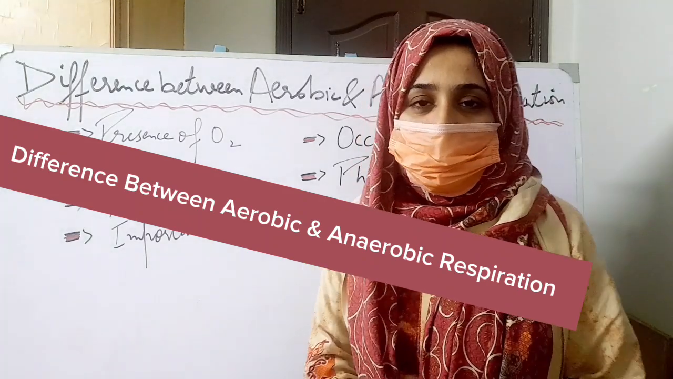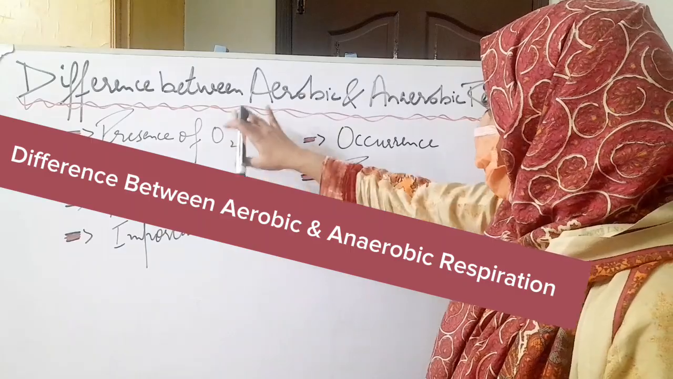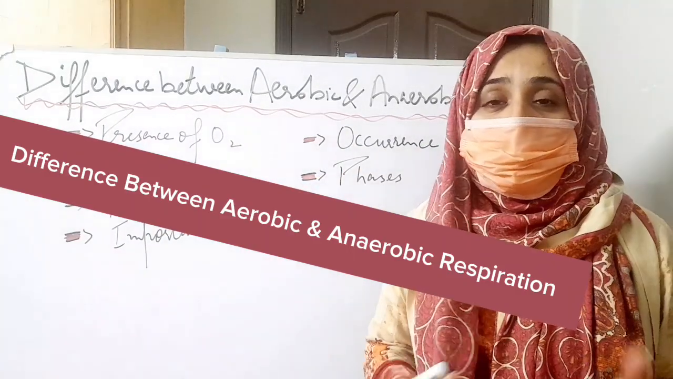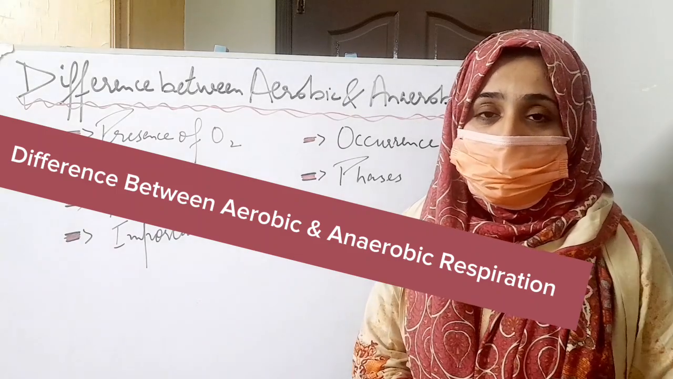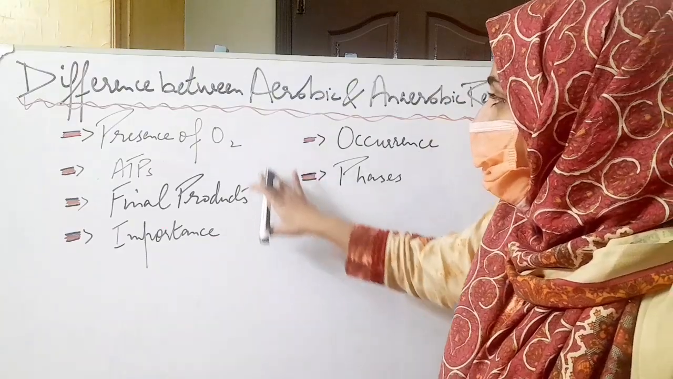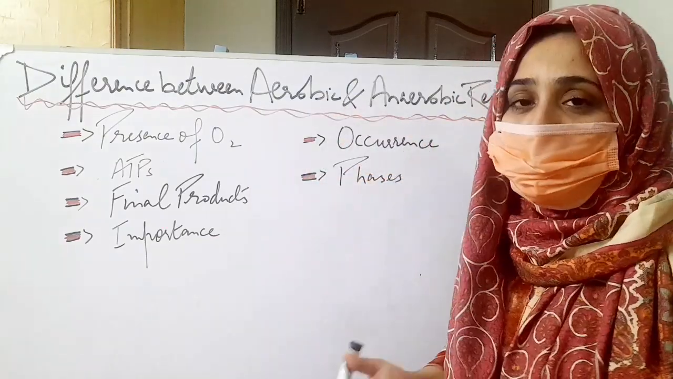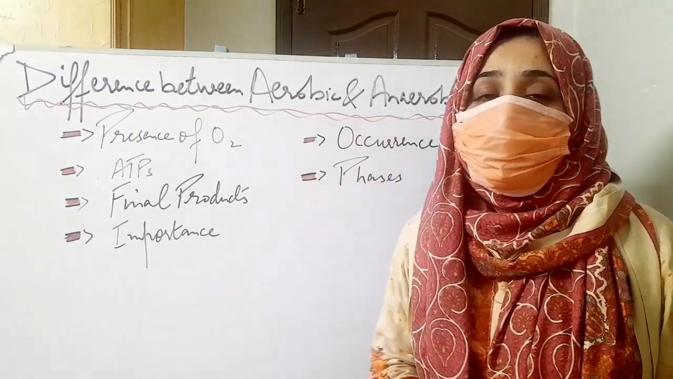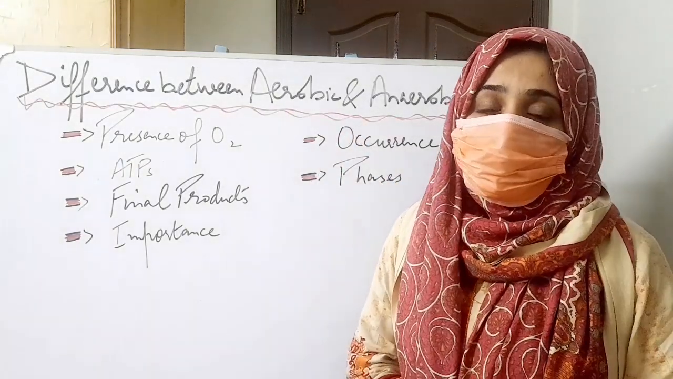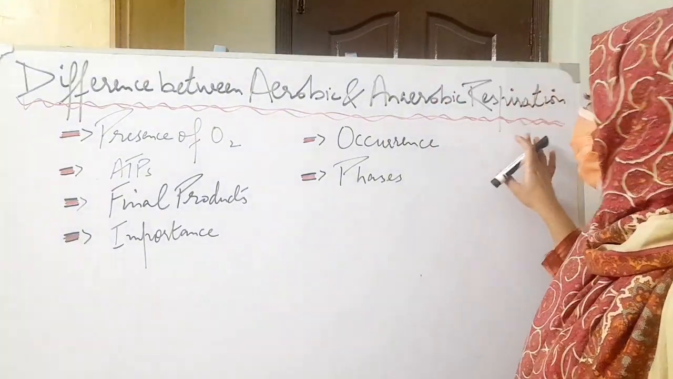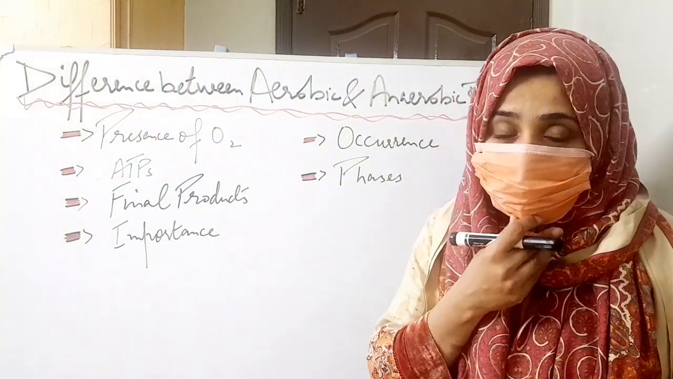This is Samreen Hashmi, and the topic which we are going to discuss today is the difference between aerobic and anaerobic respiration. As we have discussed aerobic and anaerobic respiration in detail in previous lectures, today we will discuss certain points that differentiate aerobic respiration from anaerobic respiration. So first of all, aerobic respiration is a respiration that occurs in the presence of oxygen or air, and anaerobic respiration is a respiration that occurs without oxygen or air.